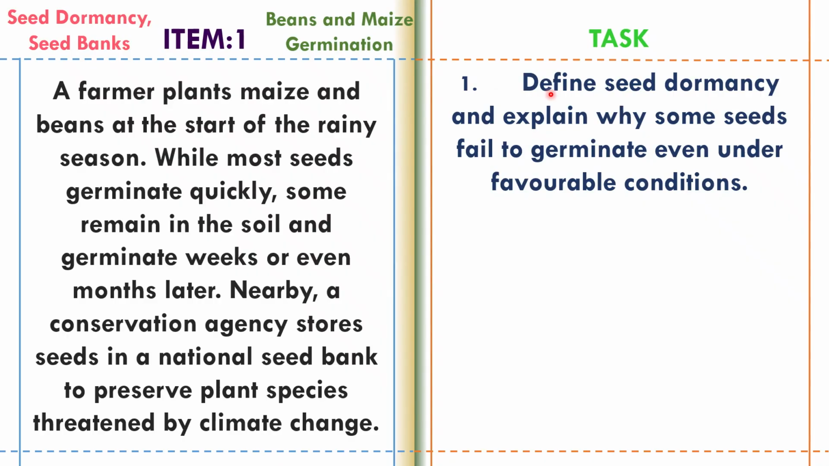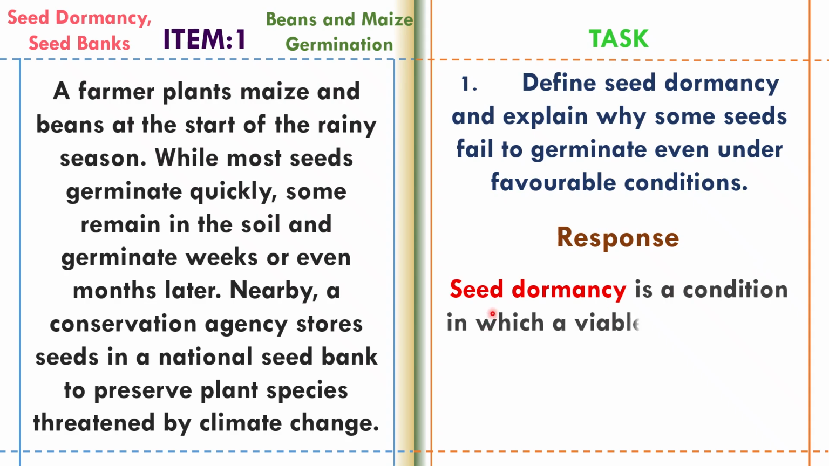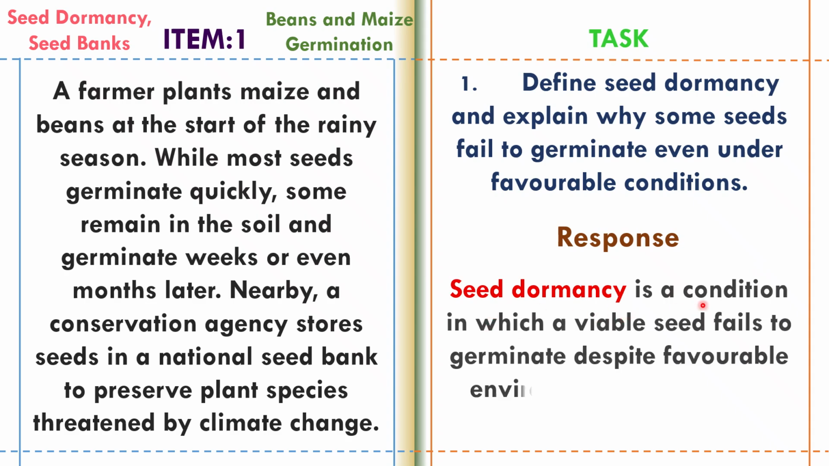Let us start with task 1. Define seed dormancy and explain why some seeds fail to germinate even under favorable conditions. Seed dormancy is a condition in which a viable seed fails to germinate despite favorable environmental conditions.